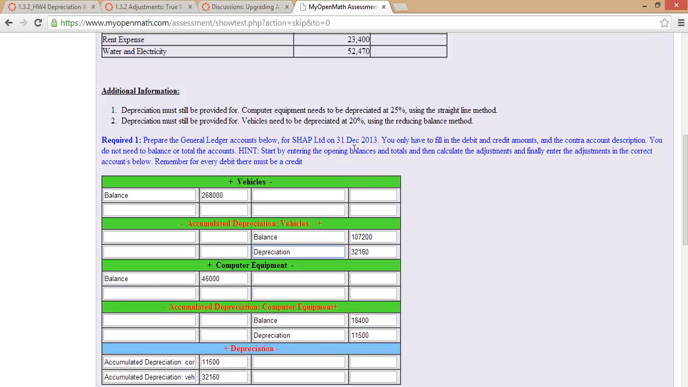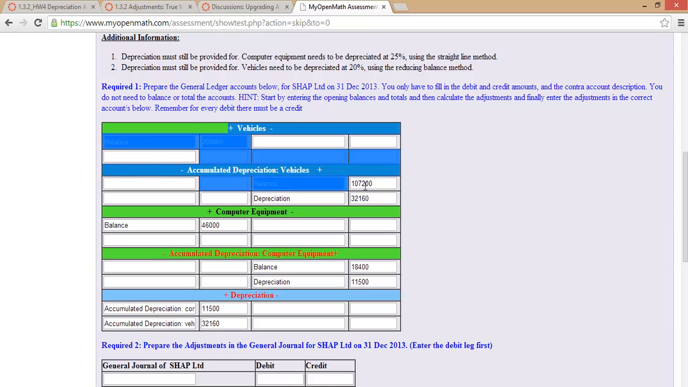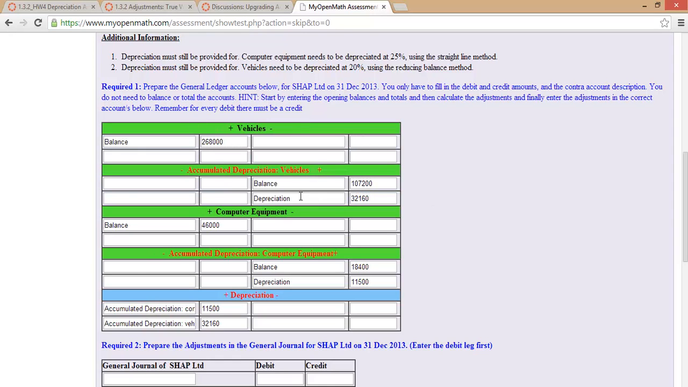We did not have to balance any accounts here, so we do not need to balance or total any of the accounts, so my general ledger is complete. So you'll see that by using these assets and by depreciating them, the value of the asset is actually decreasing. If you look at these two accounts together, the vehicles and accumulated depreciation, the 268 is being reduced by the 107 and the 32, and the value of the asset has been reduced because of the usage, and the same with the computer.